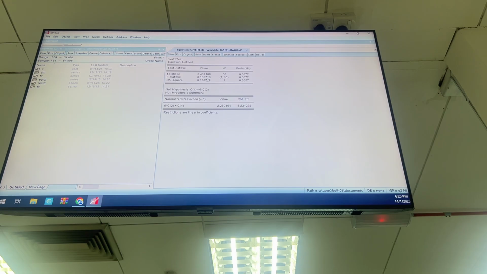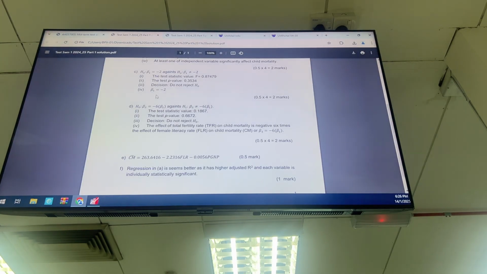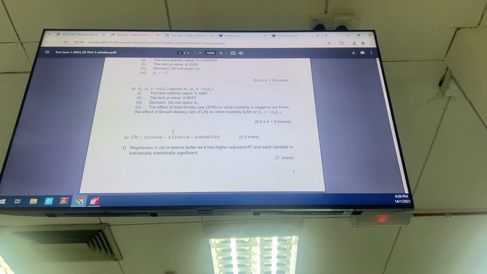Okay, so the same, you just interpret this one. Because the p-value is greater than 0.05, you do not reject, and conclude. I mean, you can just write this one also, okay. Solution: beta 3 equals negative 6 times beta 1. Or you can write this also. Okay.